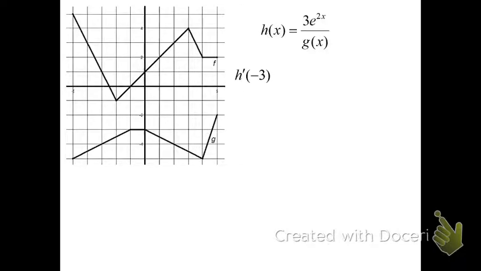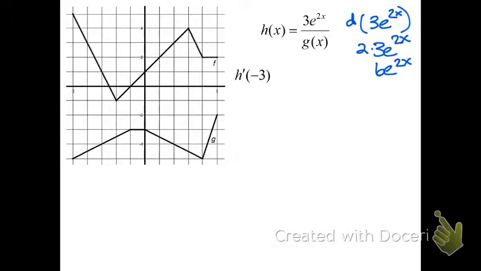Here we go. All right, so to do the derivative of this, it's a quotient rule, but the derivative of the top is more than one step, so you might want to do that off by itself first. The derivative of 3e to the 2x is 3e to the 2x times the derivative of 2x. So that's 6e to the 2x. Okay, so now let's put it all together.